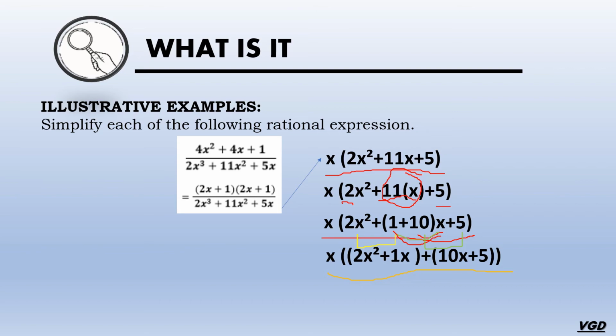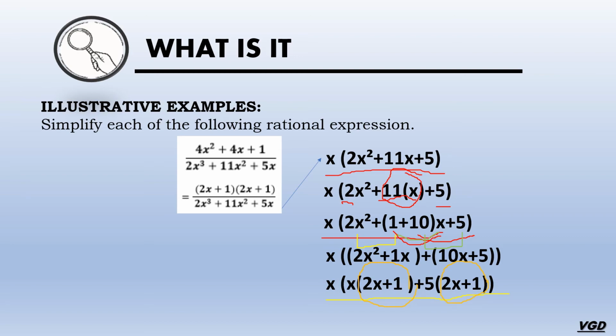Now, this time, we can still factor this out by getting the greatest common factor of this expression. So we will be able to have the new expression. We will have x times the quantity of 2x plus 1 plus 5 times the quantity of 2x plus 1. And as you can see, our common factor is 2x plus 1. So that is our greatest common factor.